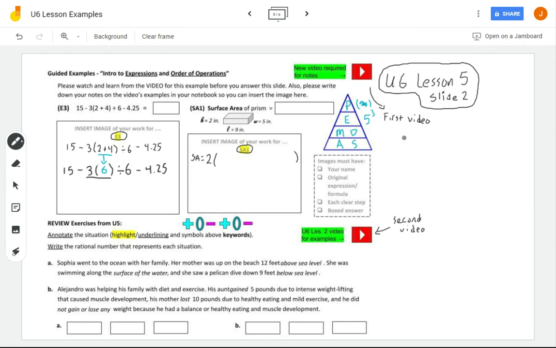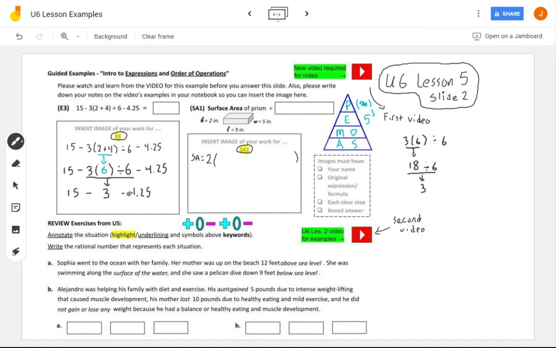So let's show that over here. 3 times 6. That's 18. And then after that, we divide by 6. The number of 6s that go into 18 are 3. And so the answer to this entire part is going to be 3. And then we're going to take that away from 15. And then after that, we'll take away 4.25 from the result.